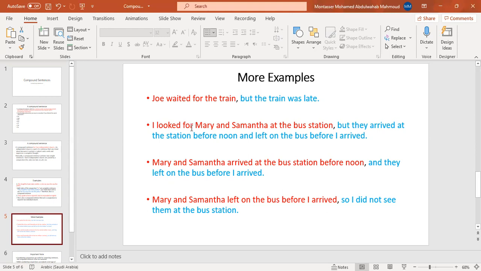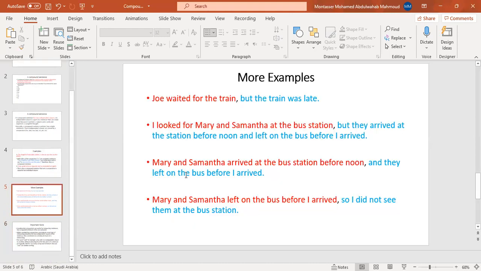Very good. The third example: Mary and Samantha arrived at the bus station before noon and they left on the bus before I arrived. Where is the coordinating connector? And where is the first complete sentence? Mary and Samantha arrived at the bus station before noon. And where is the second complete sentence? They left on the bus before I arrived.